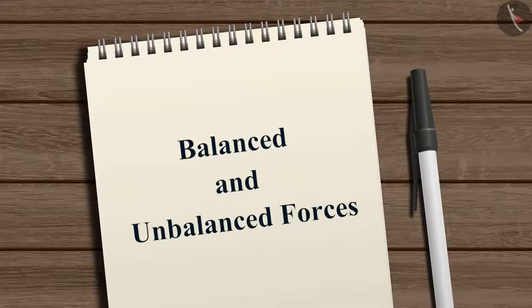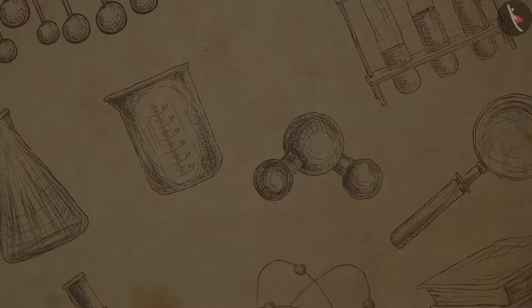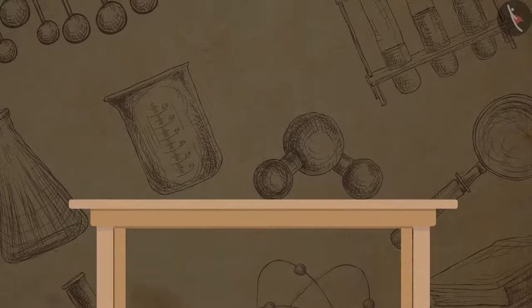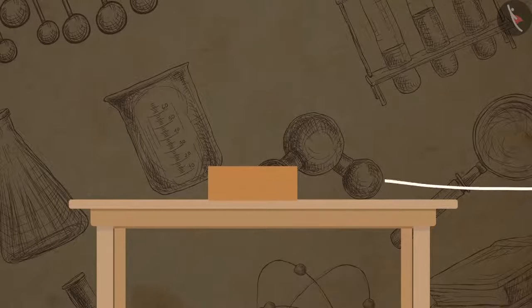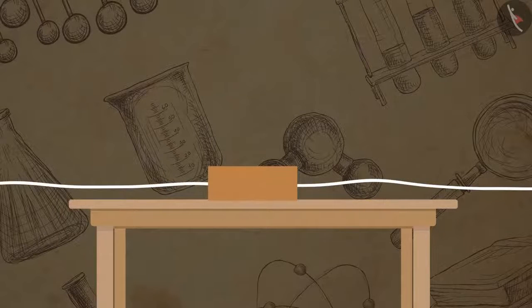Now, let us try to understand the concept of balanced and unbalanced forces. Let us do one simple experiment to understand it better. Take a wooden block and place it on a smooth horizontal table. Attach one string on both of the opposite faces of the block. Now, if we apply force by pulling the strings, what do you think will happen?